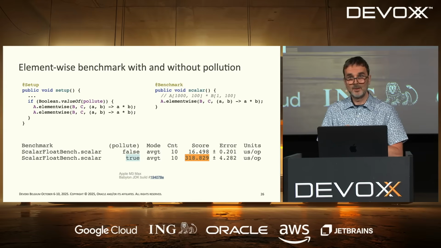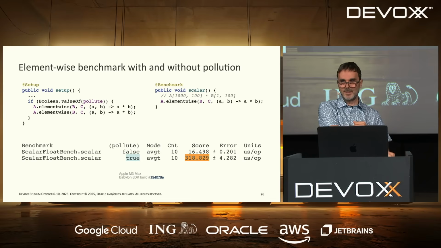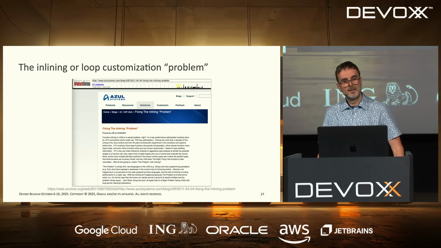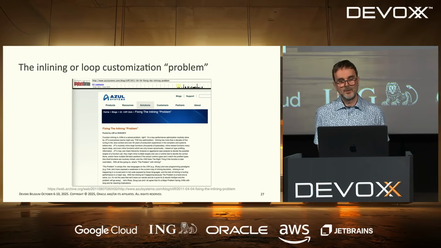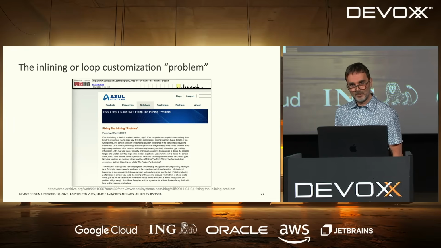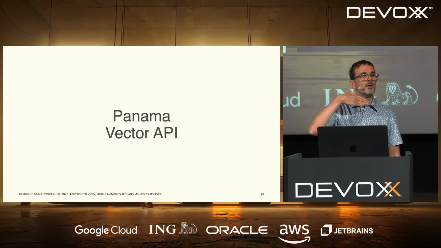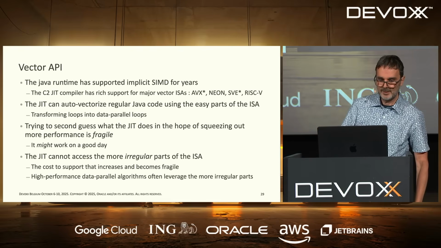But if I run it with pollute, the performance drops right off the cliff, because we can't optimize it. We can't inline, we can't loop unroll, and so forth. This is known as the inlining problem by Cliff Click, and also as the loop customization problem by John Rose. This is an old problem, and it's still very relevant today. I'm going to explain how we get to this point, but first I'm going to go into the Vector API now. We're going to use that in a bit.